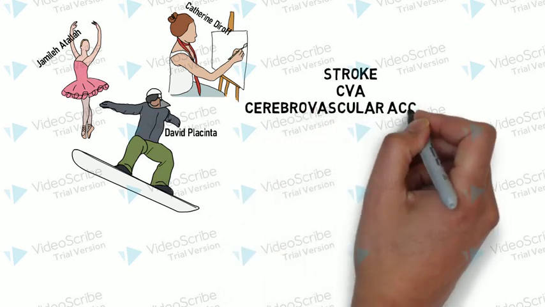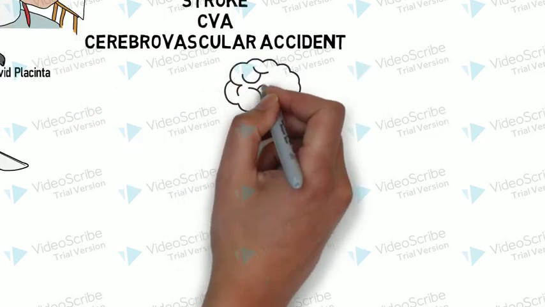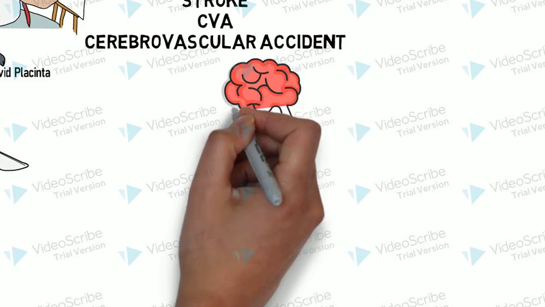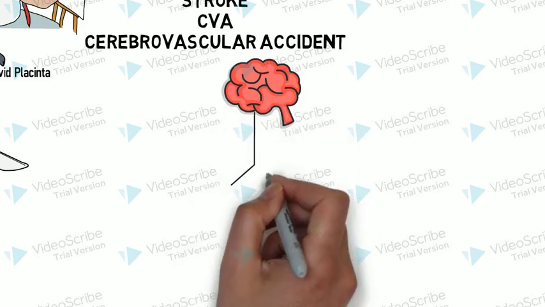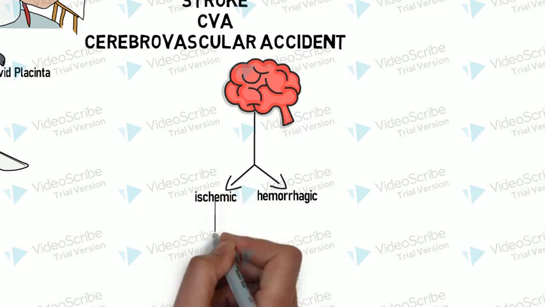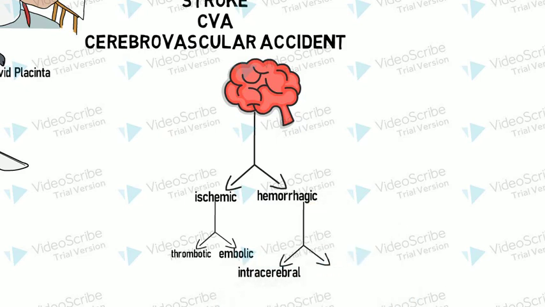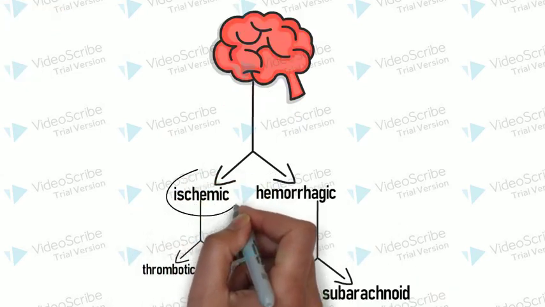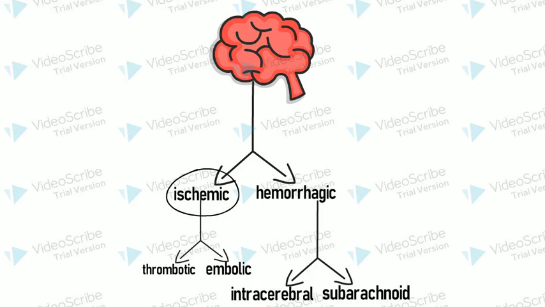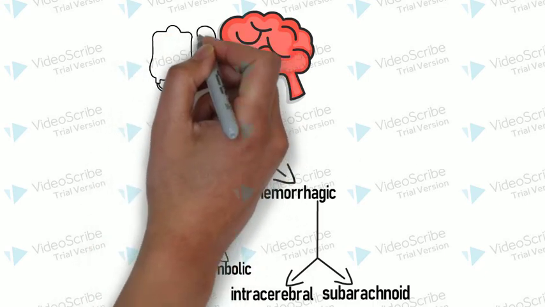A stroke, otherwise known as a CVA or a cerebrovascular accident, is when there is insufficient blood flow to the brain due to ischemia or hemorrhaging. Strokes are broken down into two types, ischemic and hemorrhagic, which are further broken down into thrombotic ischemic, embolic ischemic, intracerebral hemorrhagic, and subarachnoid hemorrhagic. Let's start by talking about ischemic strokes, which are the main cause of strokes.